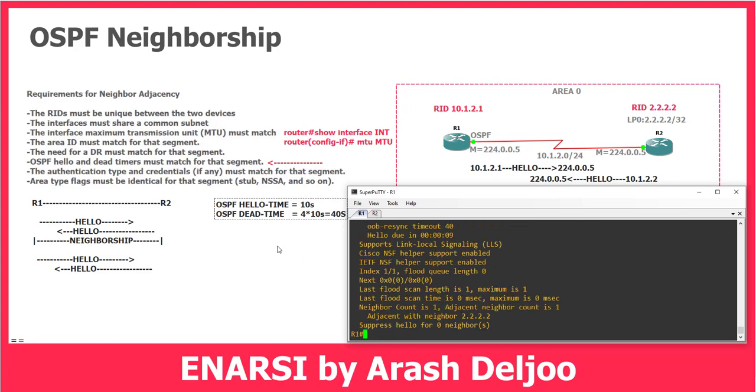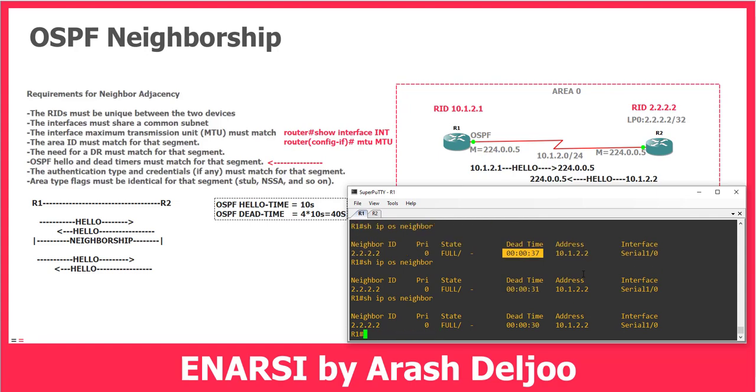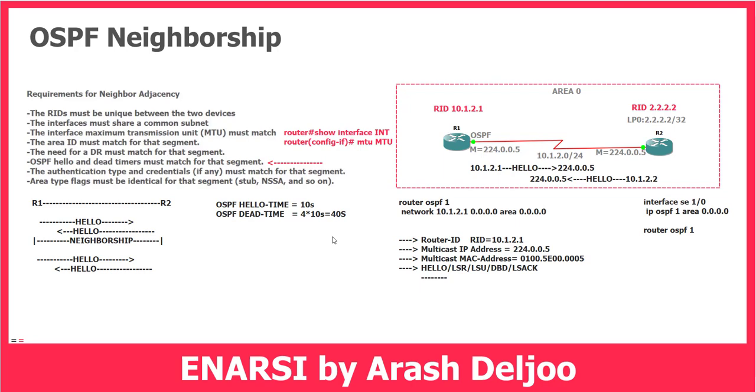In some cases maybe you want to verify the dead time. Show ip ospf neighbor can show us the dead time, now 37, then 36, 35, 34, 33, 32, 31, again 30, and then 39. As you can see, this is a down counter. From 40 we go to 39, 38, 37, 36, 35, 34, 33, 32, 31. Then the next hello is received.